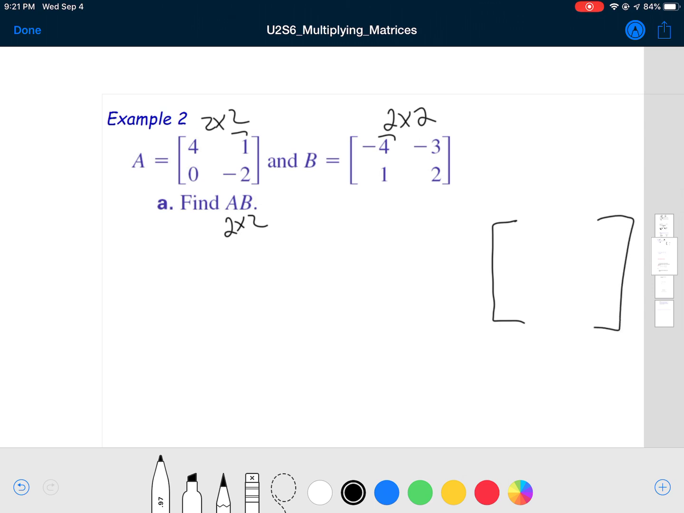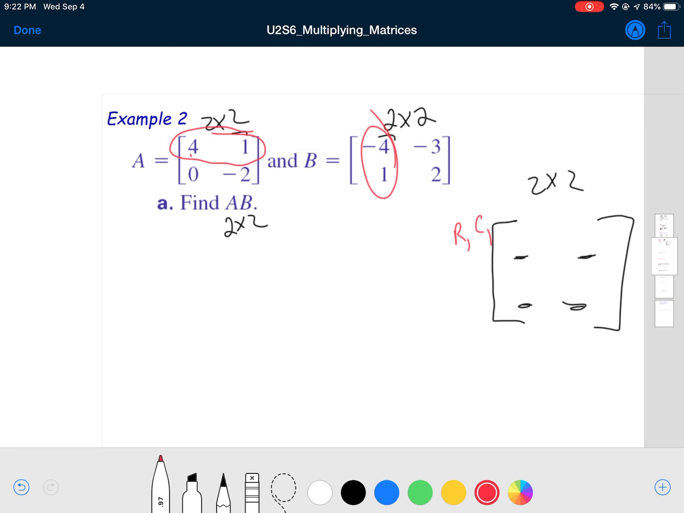So I'll start off with a 2 by 2, and I'm going to put blanks, 4 spots right there, because I'm going to end up having 4 entries. 2 rows and 2 columns. Now I go by position. This first position here is row 1, column 1. So I'm going to grab the first row from matrix A and the first column in matrix B, and I'm going to multiply their corresponding spots.